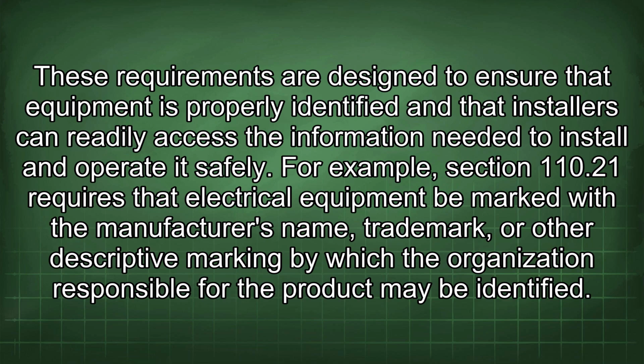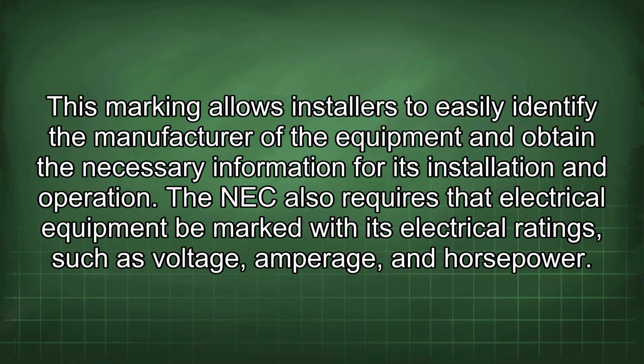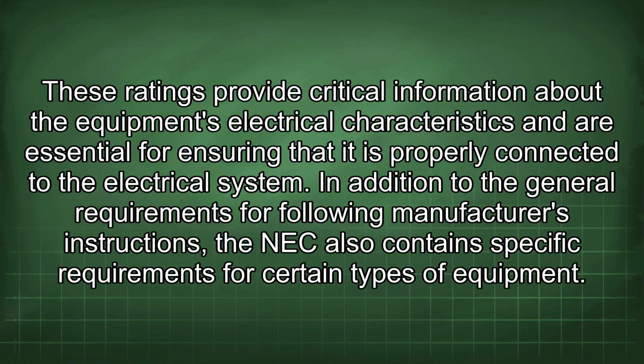For example, Section 110.21 requires that electrical equipment be marked with the manufacturer's name, trademark, or other descriptive marking by which the organization responsible for the product may be identified. This marking allows installers to easily identify the manufacturer of the equipment and obtain the necessary information for its installation and operation. The NEC also requires that electrical equipment be marked with its electrical ratings, such as voltage, amperage, and horsepower. These ratings provide critical information about the equipment's electrical characteristics and are essential for ensuring that it is properly connected to the electrical system.